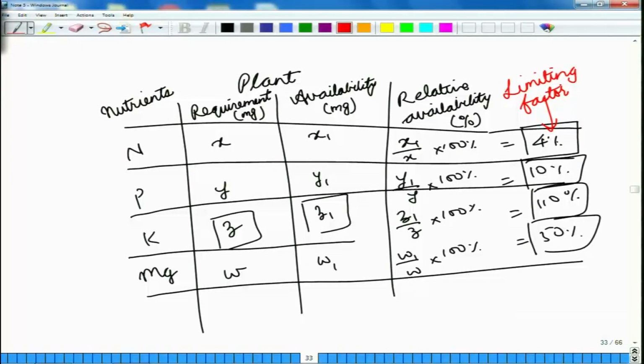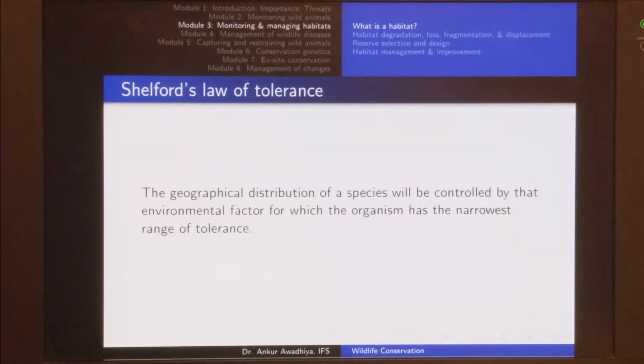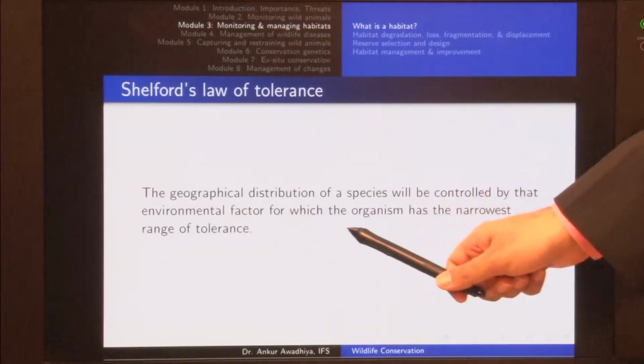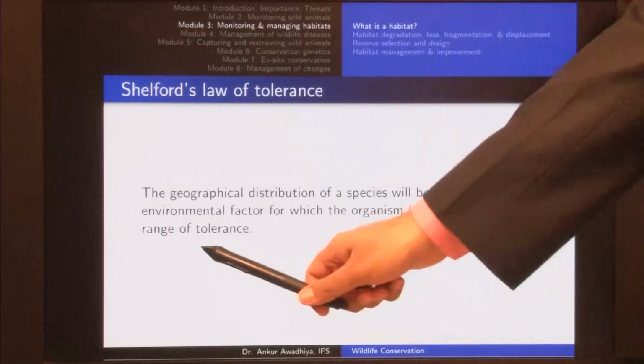So, the Liebig's law of the minimum says that whatever factor is available in the least amount, relative to its requirement, would become the limiting factor. The second goes by the name of Shelford's law of tolerance. It says that the geographical distribution of a species will be controlled by that environmental factor for which the organism has the narrowest range of tolerance.